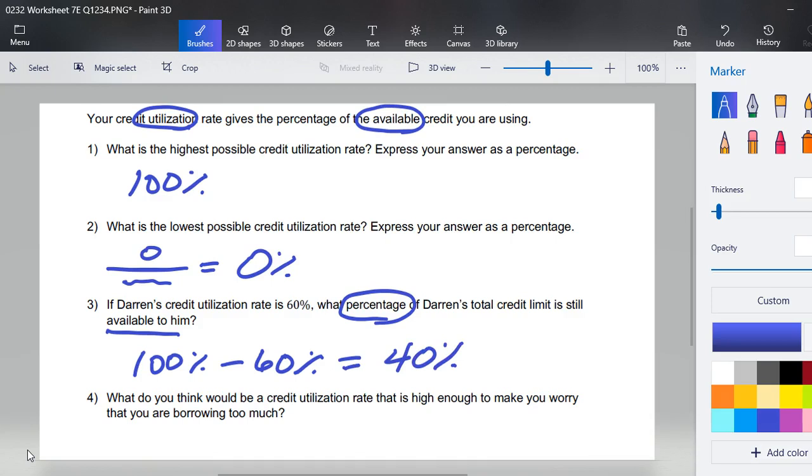And finally, what do you think would be a credit utilization rate that is high enough to make you worry that you're borrowing too much? And this is where you need to put down your personal number. I can tell you that later we're going to see numbers around 30%, but maybe you personally would be good with 50%. You put a number down and let's keep talking about credit utilization rate.